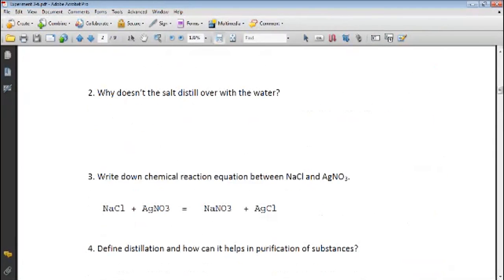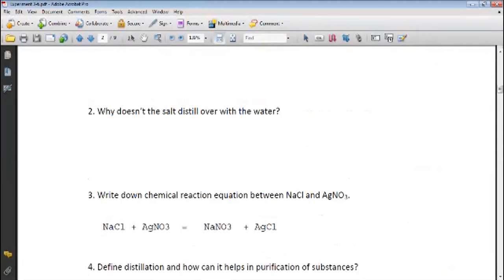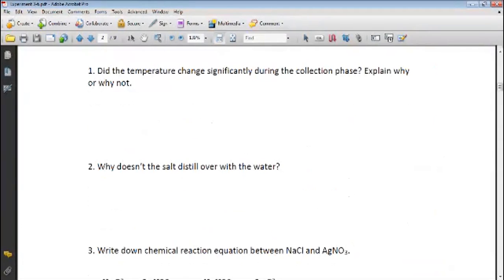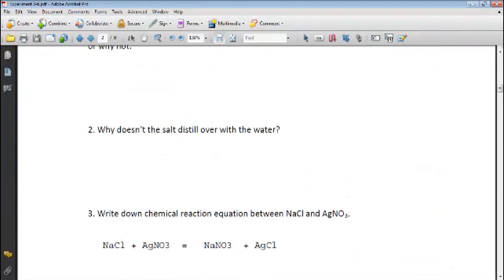Very right. So why doesn't the salt distill over with the water? Why is the water going to distill, and not the salt, by using the distillation apparatus? Because the salt boiling temperature is very high. Exactly, because the salt is solid and the water is liquid, and this may be one of the reasons the liquid is going to evaporate first. The correct reason is that water has a lower boiling temperature as compared to the salt. So which one has the lower temperature?